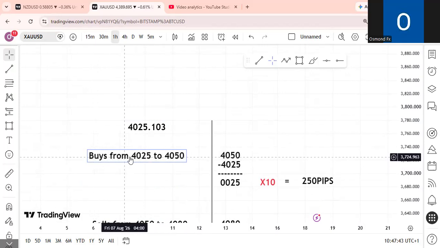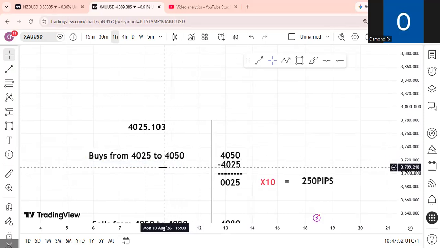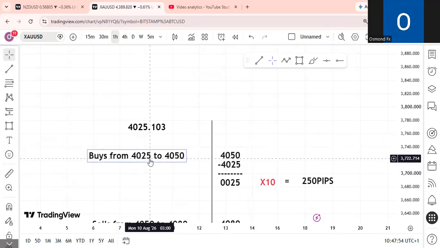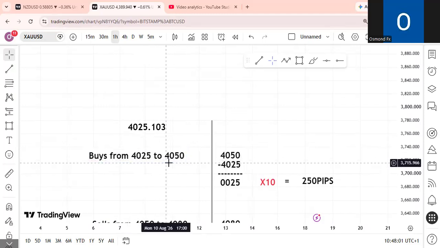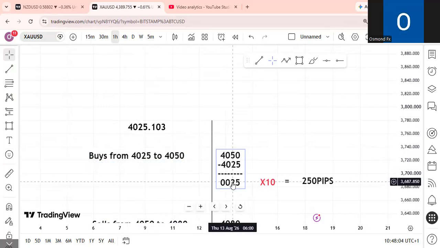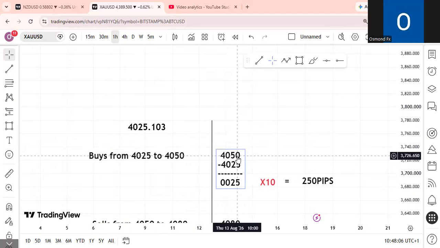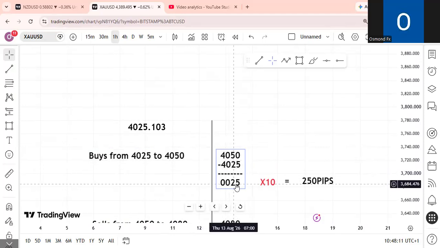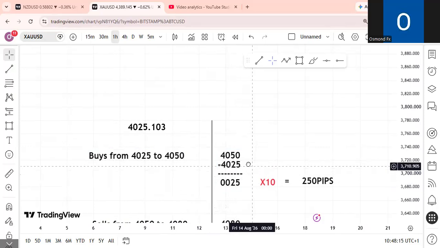So if gold buys from 4,025 and gold heads to 4,050, then to get the pips movement, all you need to do is subtract the smaller number from the bigger number. Just like 4,050 minus 4,025. What you're going to get is 25. Then 25 is not the actual pips movement. You have to multiply it.